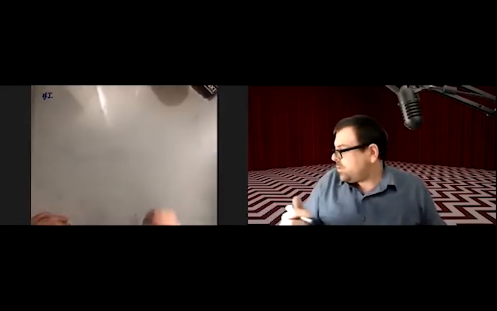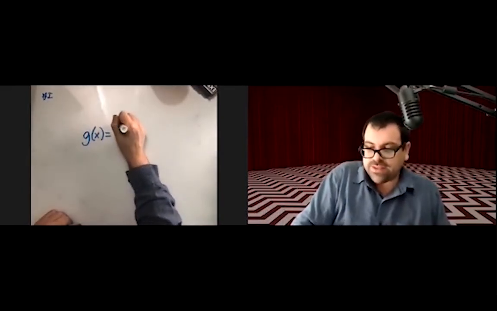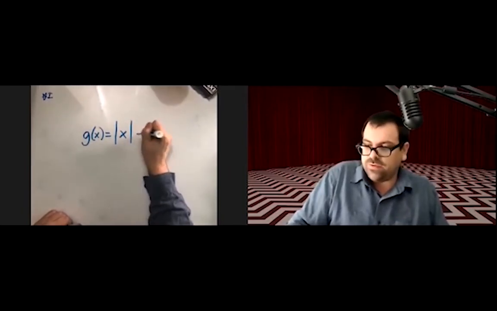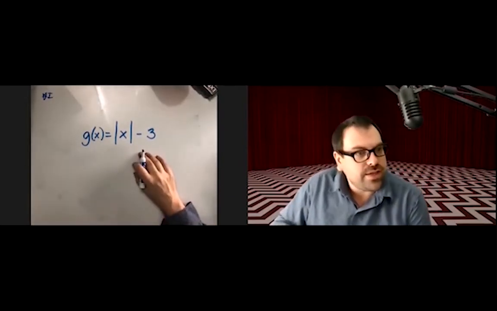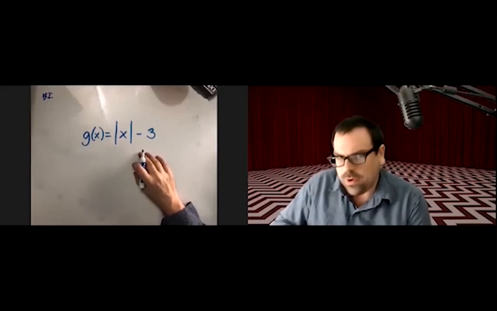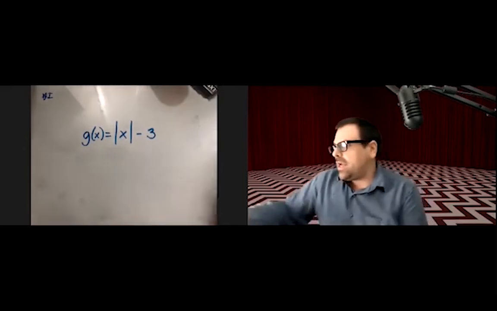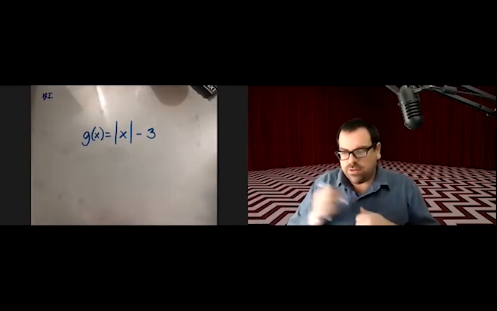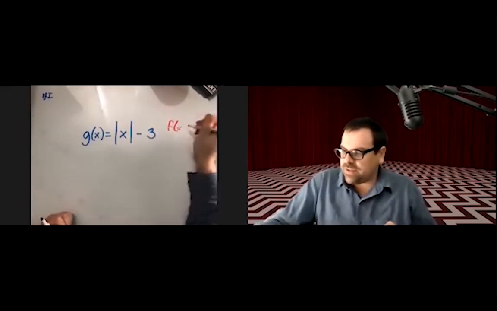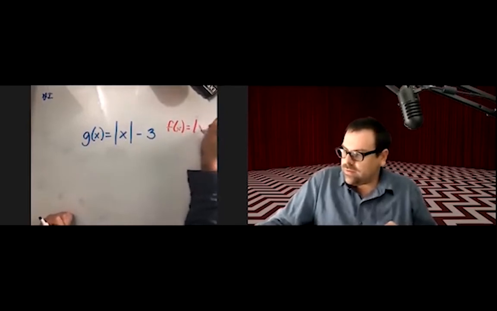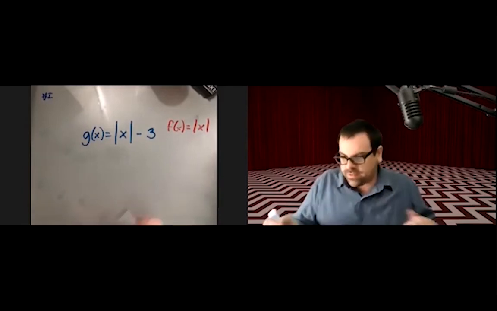Let's say we had the function g of x equals the absolute value of x minus 3. And we wanted to graph this. Well, we would ask, what is the parent function? And the parent function, since we have an absolute value in here, would be the absolute value of x.